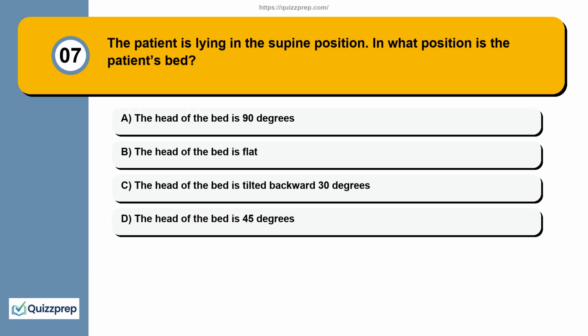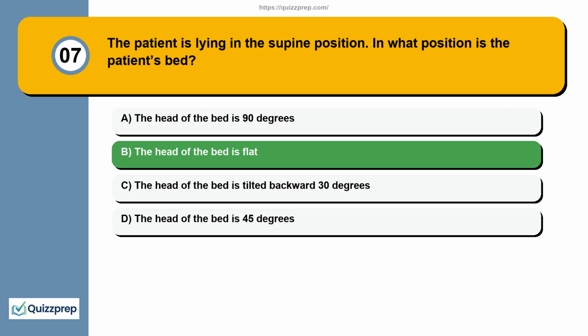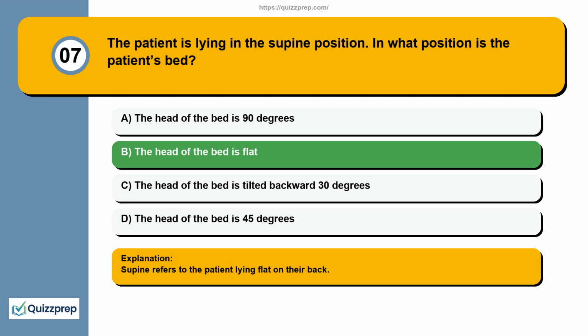Question 7. The patient is lying in the supine position. In what position is the patient's bed? The head of the bed is 90 degrees. The head of the bed is flat. The head of the bed is tilted backward 30 degrees. The head of the bed is 45 degrees. Supine refers to the patient lying flat on their back.